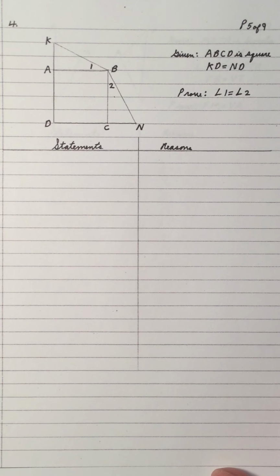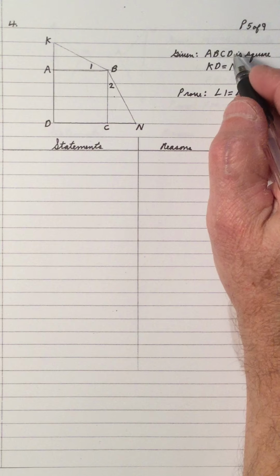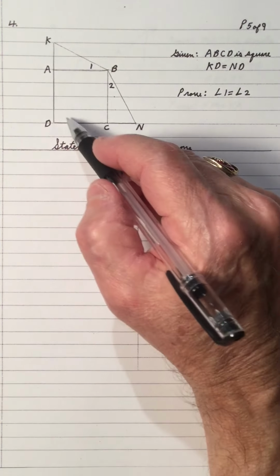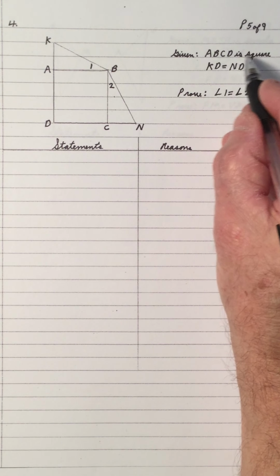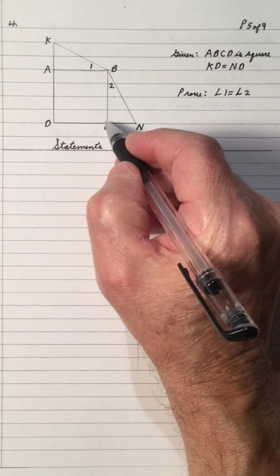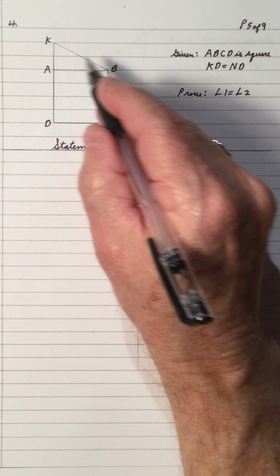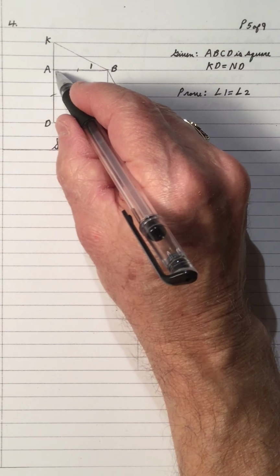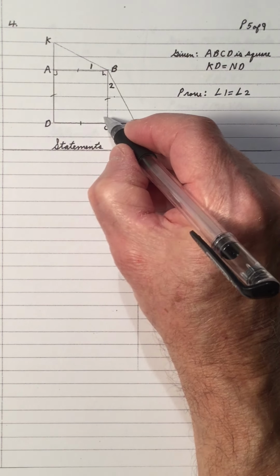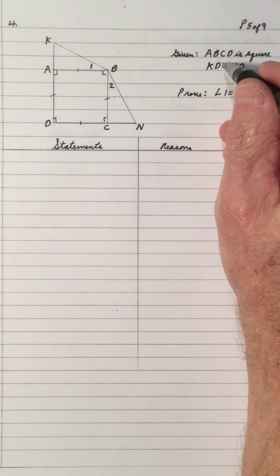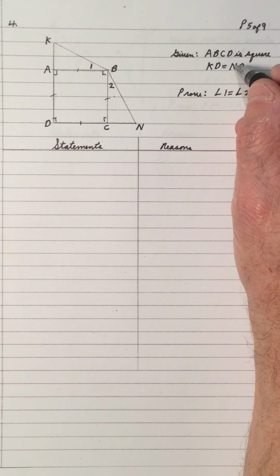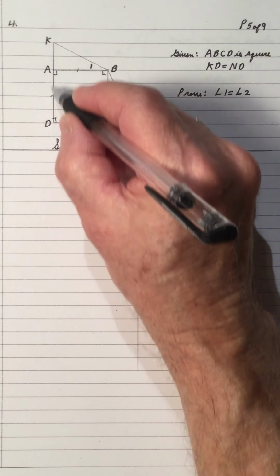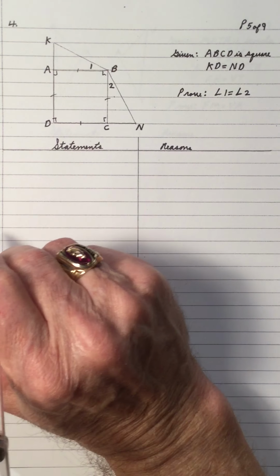And number 4, this video is on a square, reviewing properties of a square. So for A, we have this diagram. ABCD is a square. So we know in the square that we have all the sides equal. We know in the square we have 4 right angles. And we are also given that KD is equal to ND. KD, this segment here, is equal to ND.